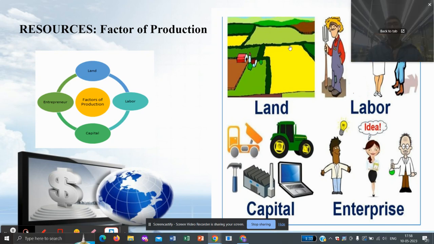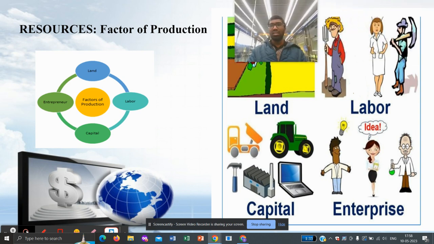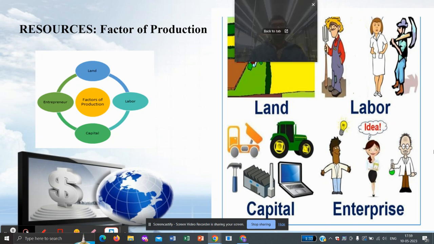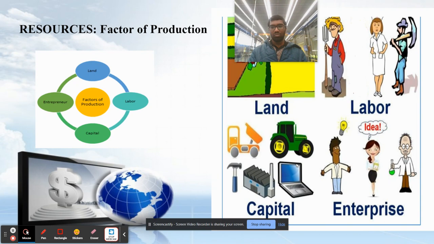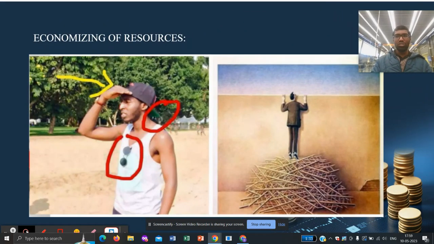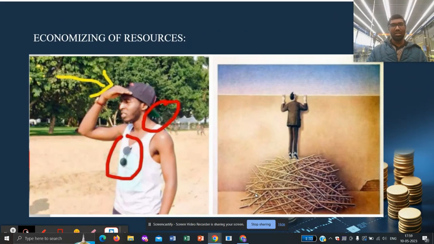Labor, here you can see different kinds of classes. You can see a nurse, a farmer, a rock mason, and an idea, like people coming with an idea, collaborating, managing people, and starting an entrepreneurship journey. So this is one of the best pictures I have seen.